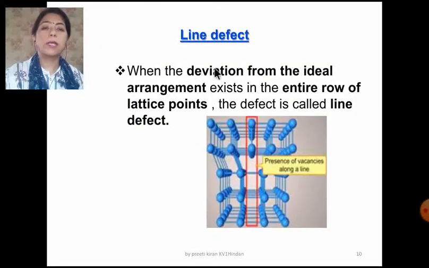The line defect. When the deviation from the ideal arrangement exists in the entire row of lattice points, the defect is called a line defect. Here the defect is along the complete line. It is not only situated at a point. So this is the line defect.